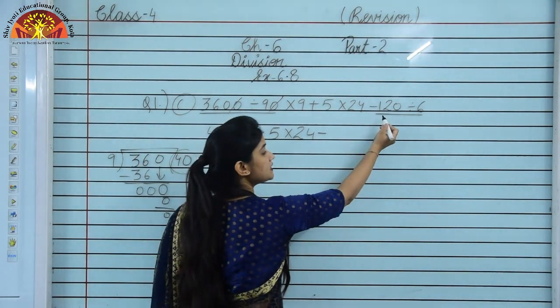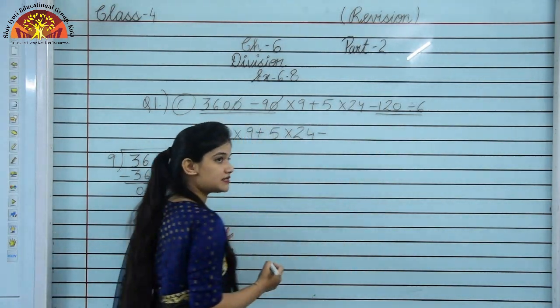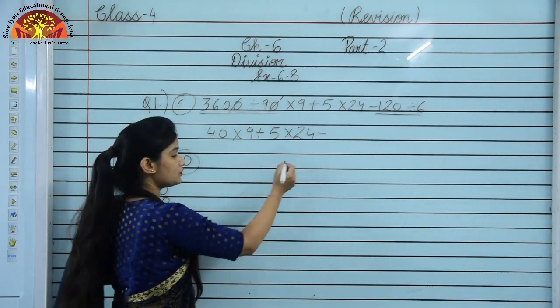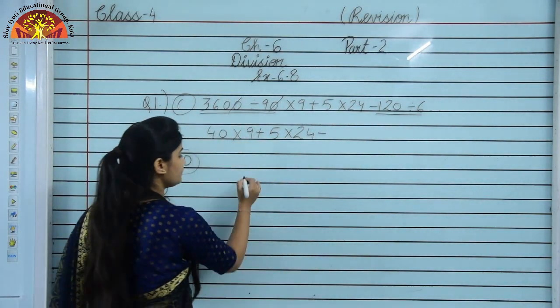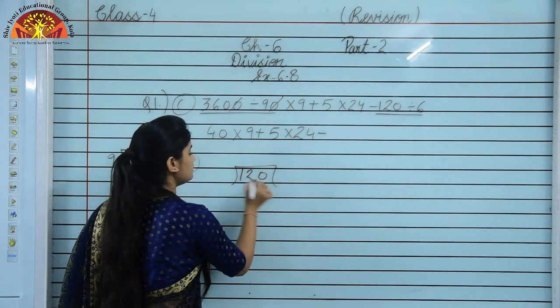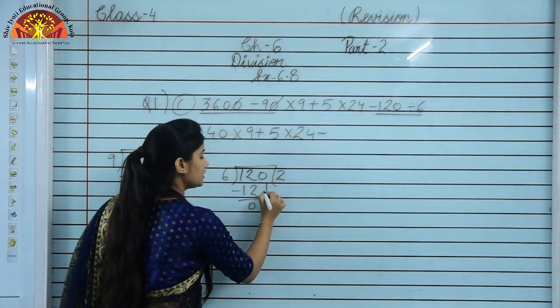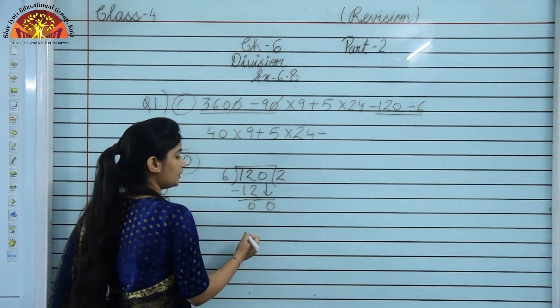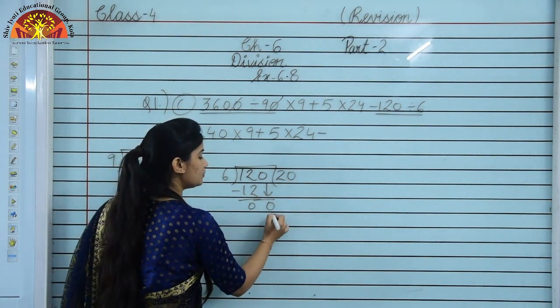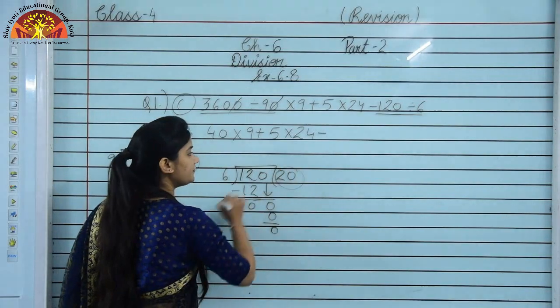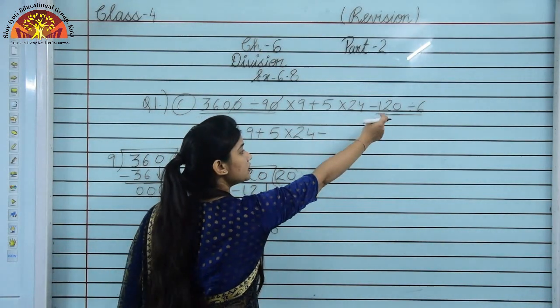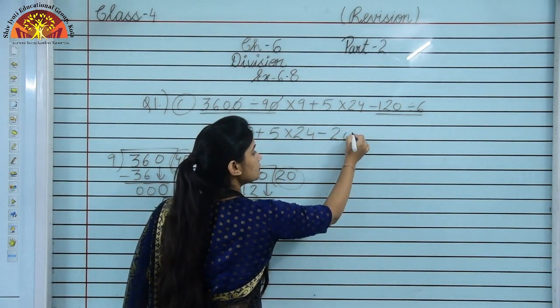Now again we can see 120 divided by 6. So it means again we have to divide 120 by 6. So now look here, 120 by 6, 6 2s are 12, 0 will come here. Now we cannot divide it anymore, so we'll put 0 here and your answer will be 20. So 120 divided by 6 will be 20.